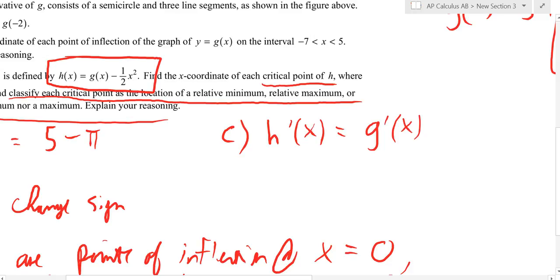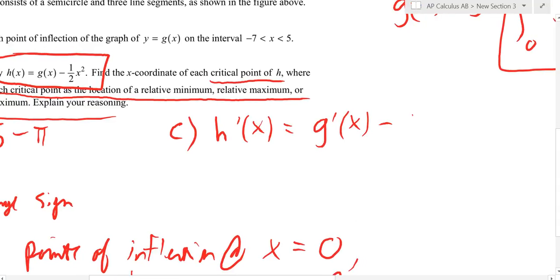It's g prime. We have a graph for it. We don't have to know what equation it is. We have a graph. And that's minus x. And we need to know where does that equal 0. Which is a tricky question.